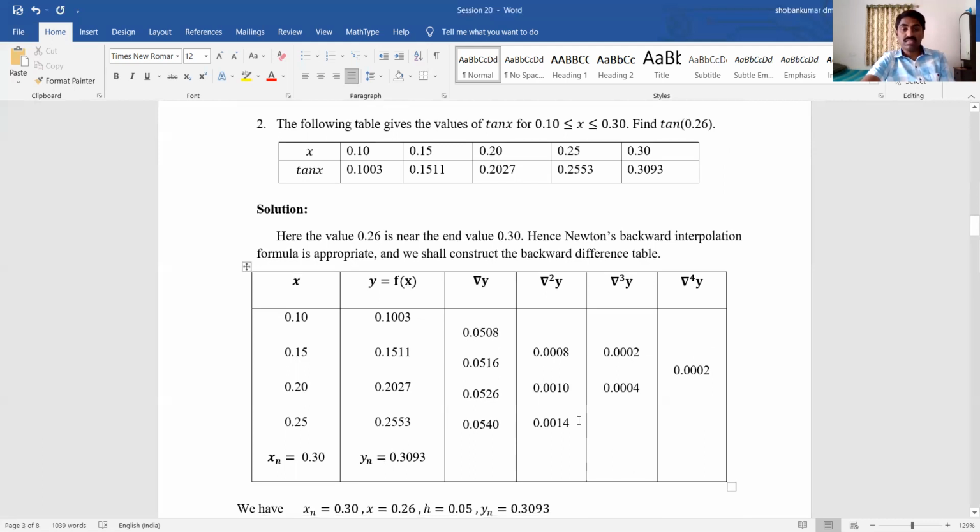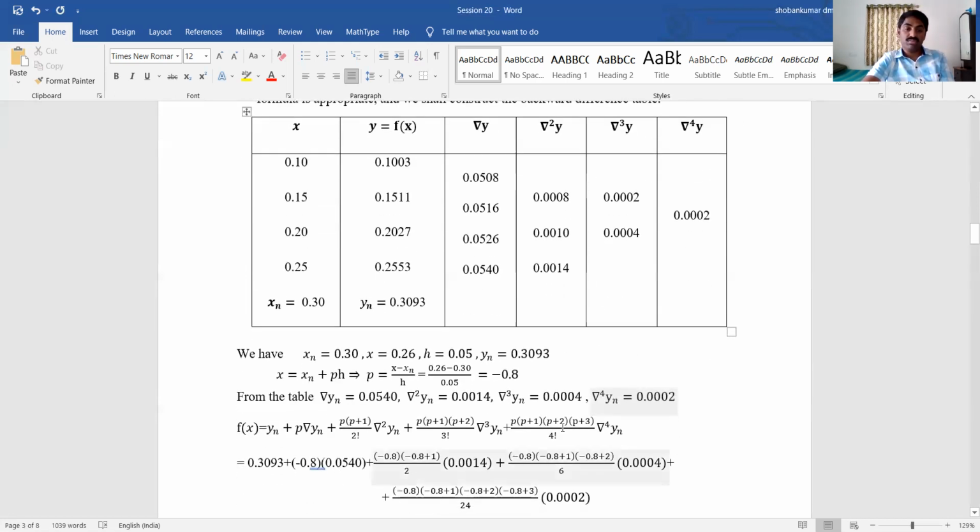Here, construct a backward difference table. Here x and y, nabla, first backward difference, second backward difference, third backward difference, fourth backward difference. Here x0, x1, x2, x3, x4, y0, y1, y2, y3, y4. This is nabla y4, nabla 2 y4, nabla 3 y4, nabla 4 y4. And you can note down all the values: xn, yn, nabla yn, nabla 2 yn, nabla 3 yn, nabla 4 yn.